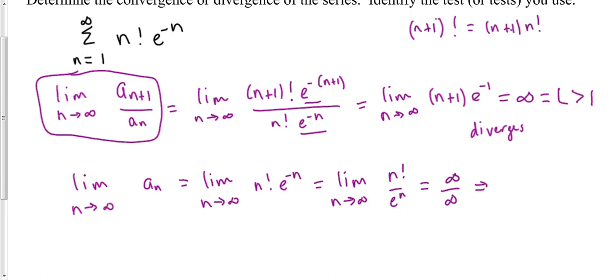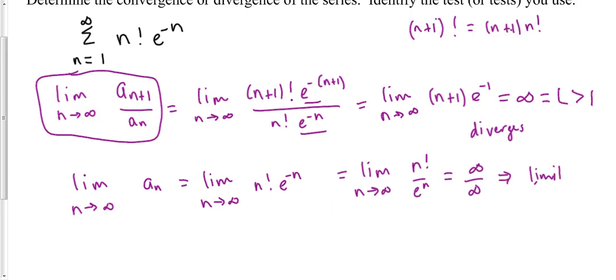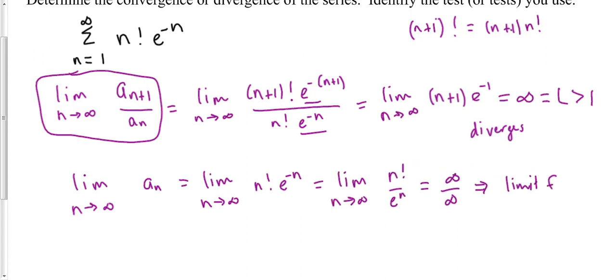And when we evaluate this, we're going to get infinity over infinity. And so this is a limit that fails to exist. And theorem 6 says that if the limit fails to exist, that's also going to mean that the series diverges.